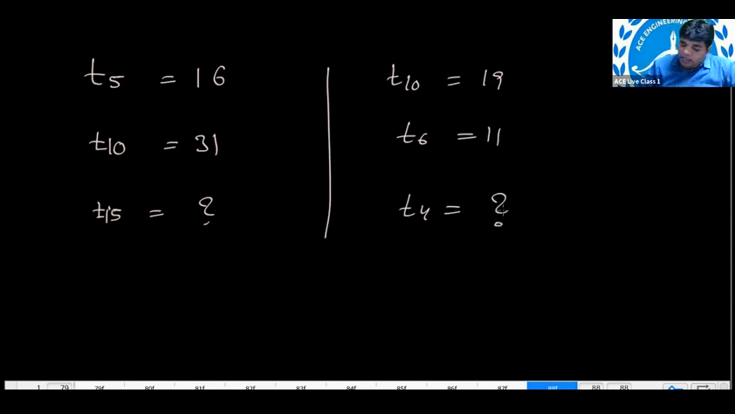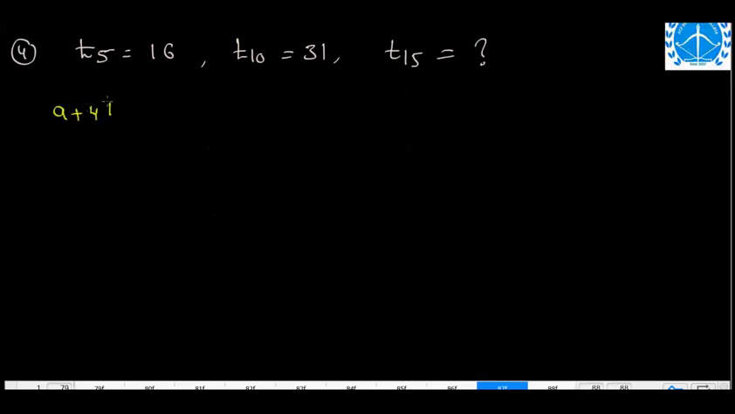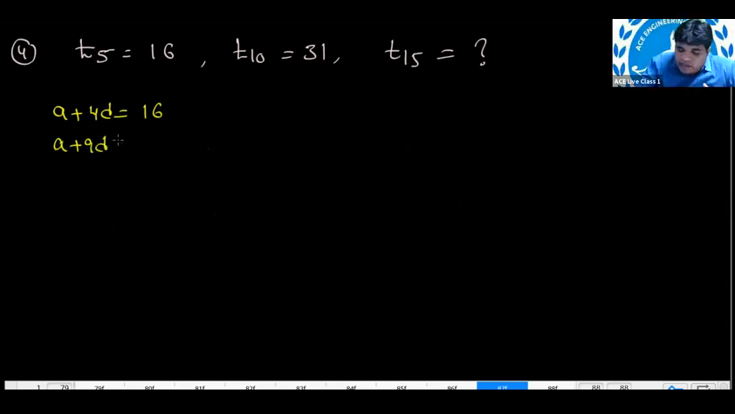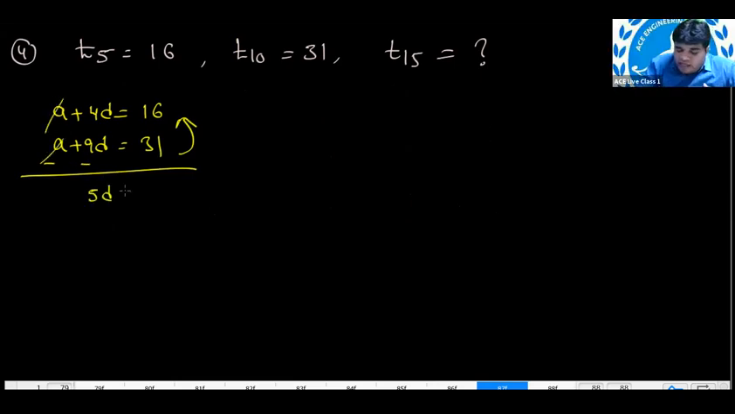First procedure: T5 in arithmetic progression, how to write? A plus 4D is equal to 16. Here A plus 9D is equal to 31. Second minus first, the A cancels. 5D is equal to 15. So D is equal to 3.